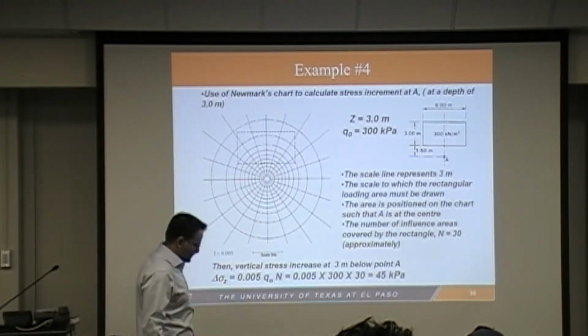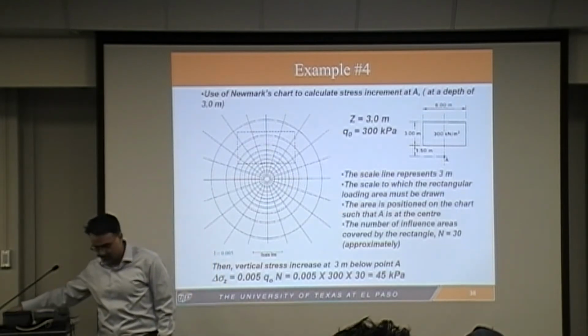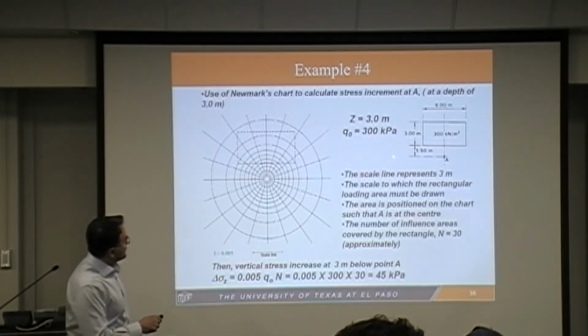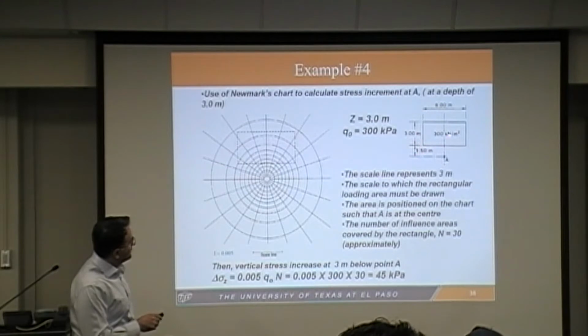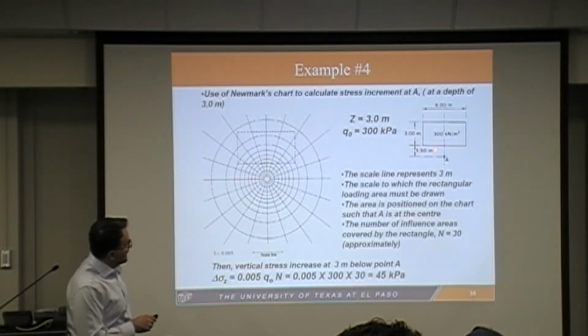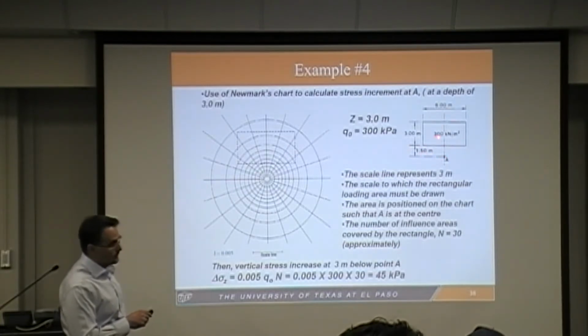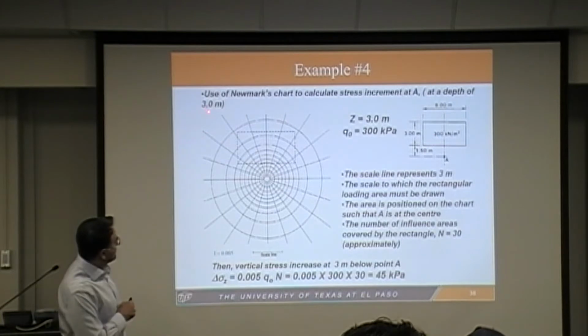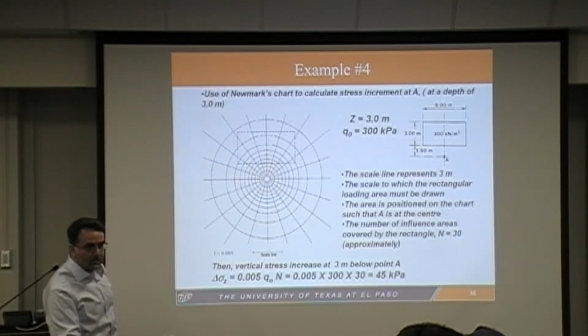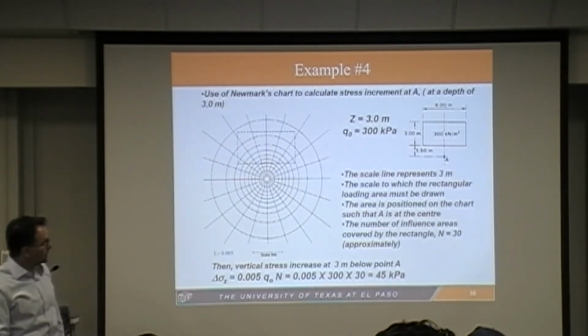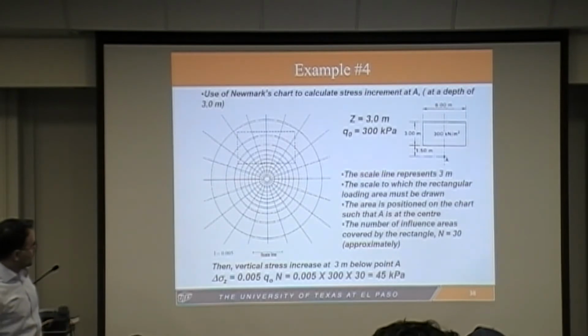Alright, so let's figure out where the geometry is and where we're looking at. So this is our footing. It's 3 meter by 6 meter. And I want to calculate the stresses at 1.5 meter away from the center line. Right? And we are looking at plan view. And at what depth we want? We want it at depth 3, 3 meters below the surface. So this is the general geometry that we have here.